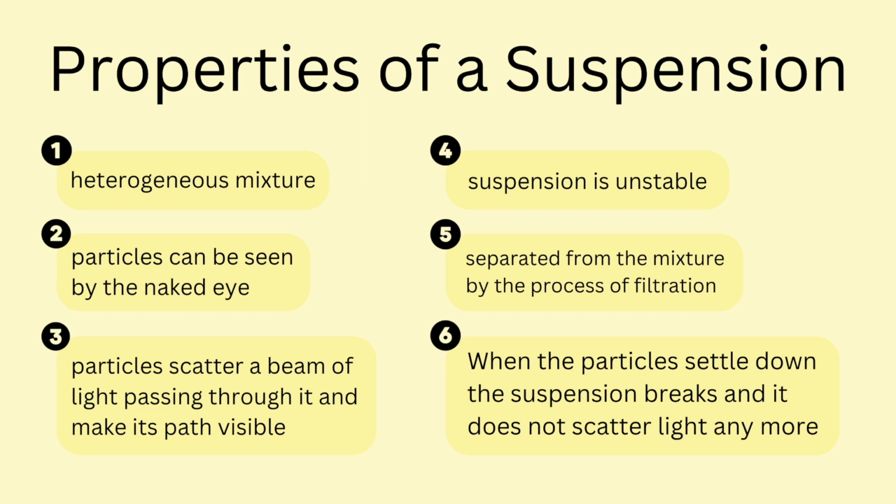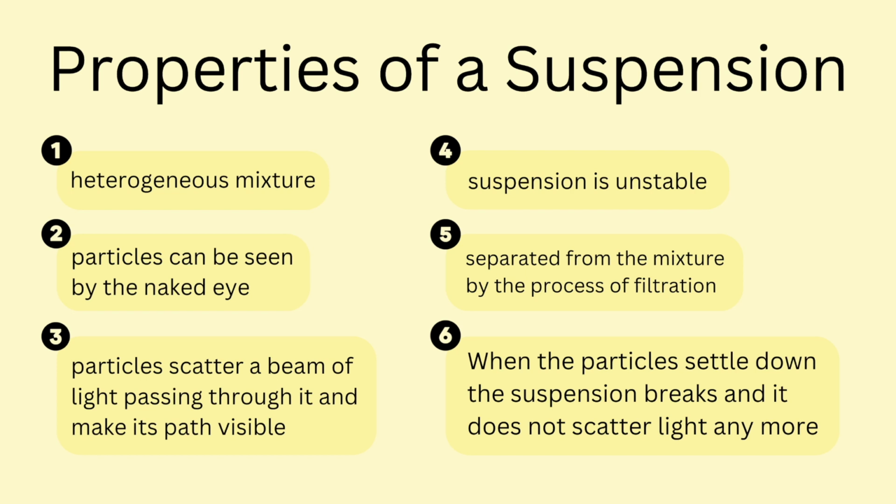And the fifth point is that it can be separated from the mixture by the process of filtration. So when you pass this liquid through a filter paper, you will be able to separate the solute particles from the solvent. So the chalk particles get filtered out in the filter paper. So that is property number 5.